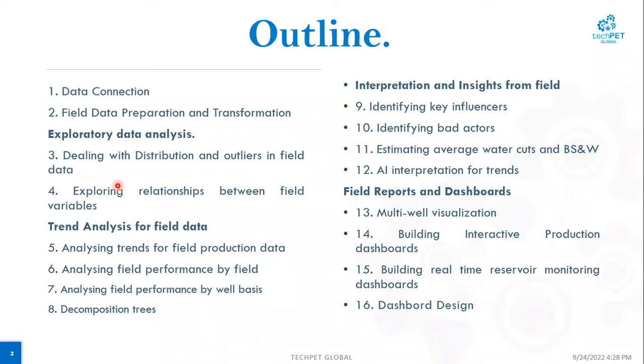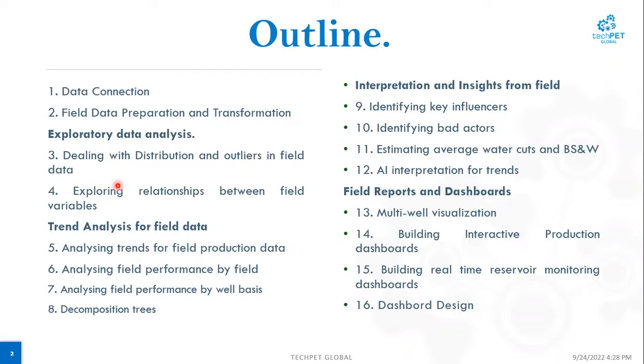So we have what we call field by field analysis. We have what we call well by well analysis. You want to see their performance, you want to see what is happening. Are we doing better than this time last year? Or you want to compare it with 6 months ago, or a year ago. Or you want to just see what is happening. Then there's what we call decomposition trees.